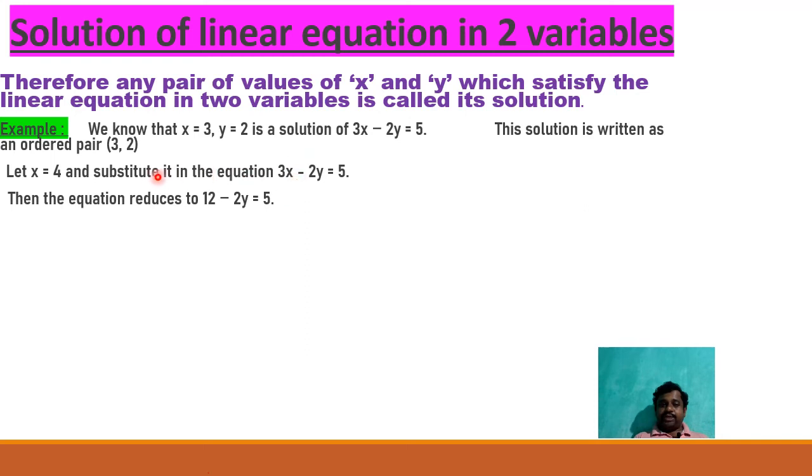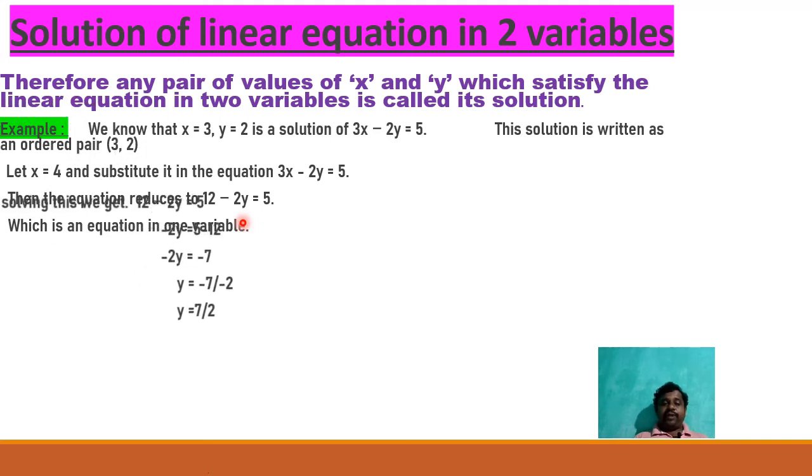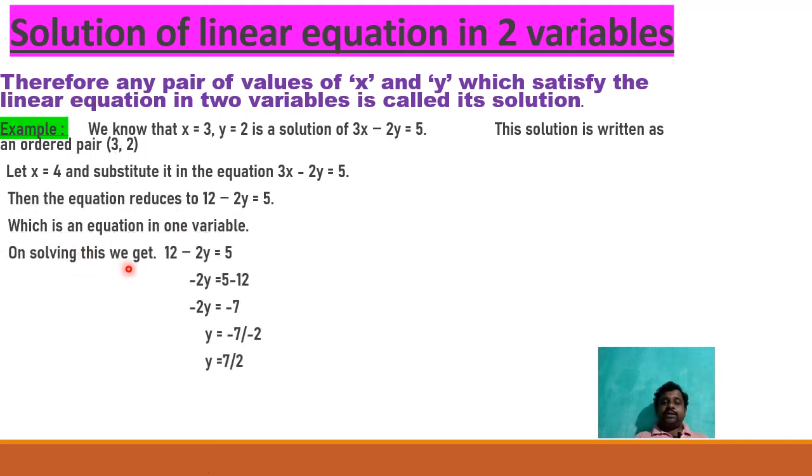If we substitute x is equal to 4, 3 fours are 12. So 12 minus 2y is equal to 5. Now we have an equation in one variable. For solving, the meaning of solve is that we can find the value of y. Observe here, on solving, we get 12 minus 2y is equal to 5.